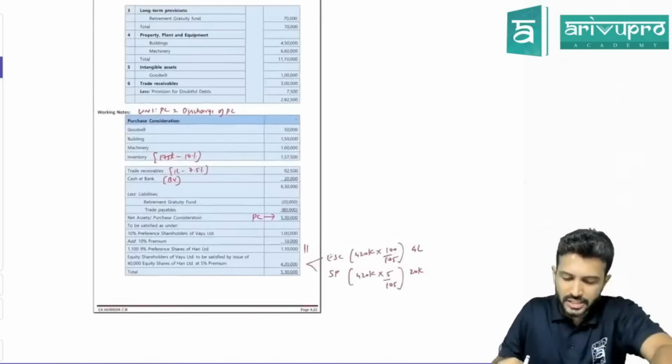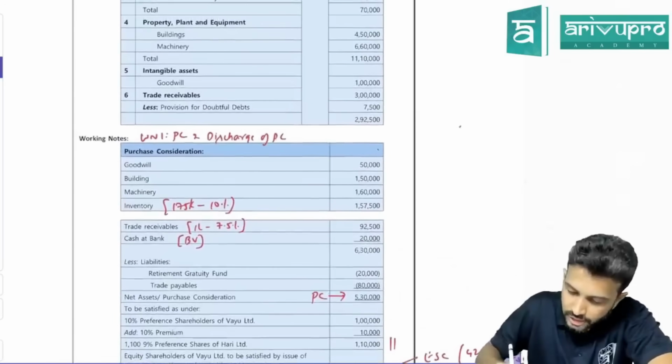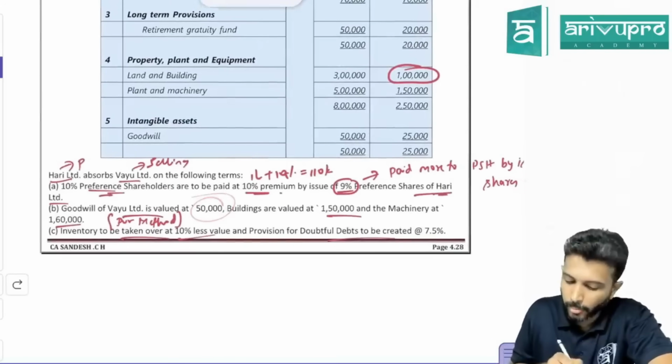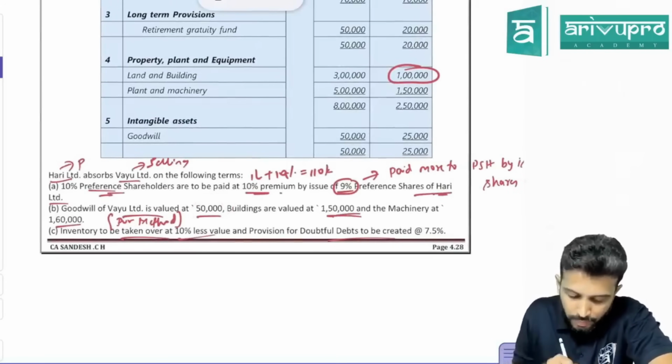Okay. Here a few assets are revalued. I'll quickly run through them. First, check here the adjustment. They have taken goodwill. Goodwill is 50, building 150, machinery 160.